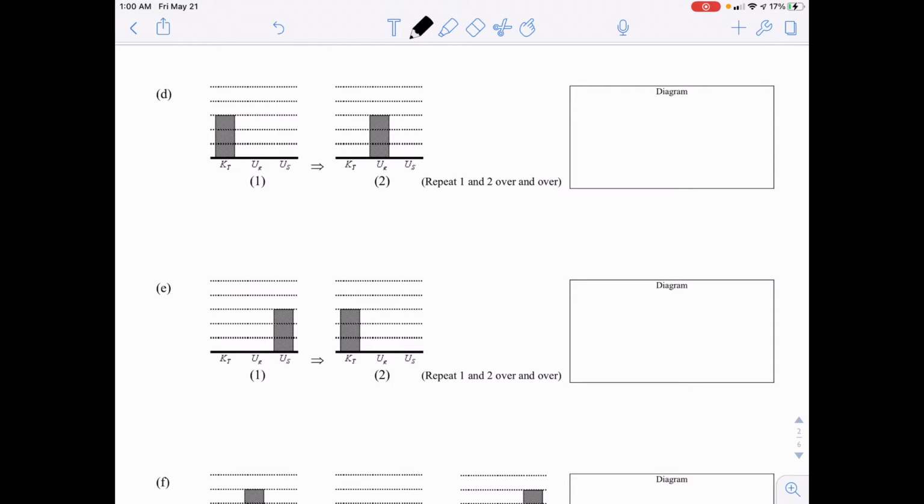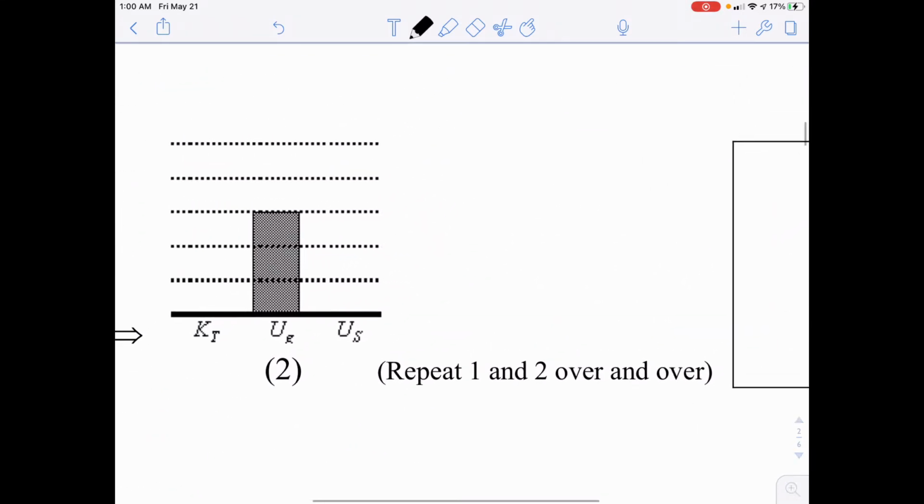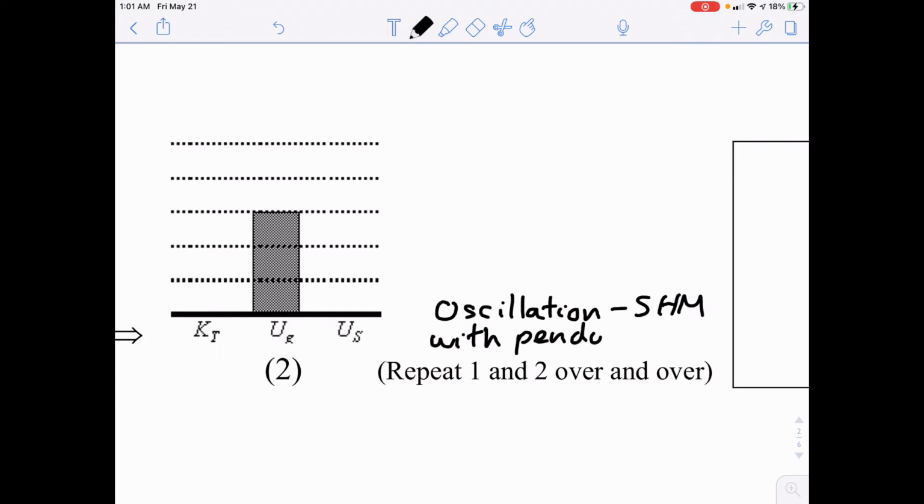In part D, we start with 3 units of translational kinetic energy, and that completely converts to 3 units of gravitational potential energy. And it gives us a clue here that this process repeats over and over. Now, that must be some sort of oscillation, some low amplitude oscillation. When I say low amplitude, I'm saying the lowest possible amplitude would maintain the oscillation over and over again. So we're looking at simple harmonic motion, most likely with a pendulum.